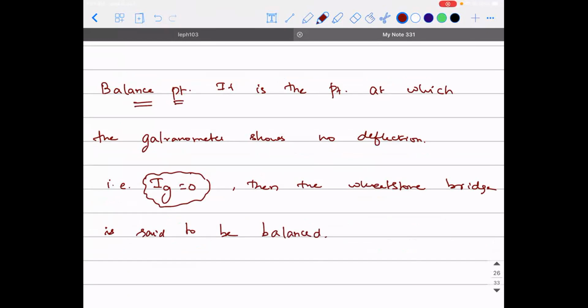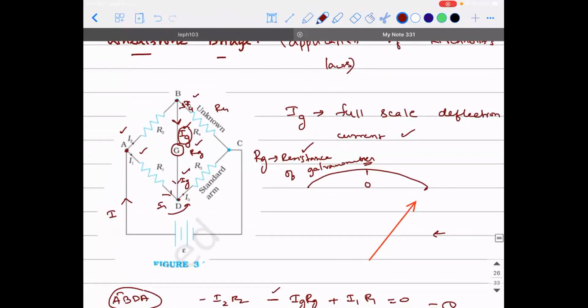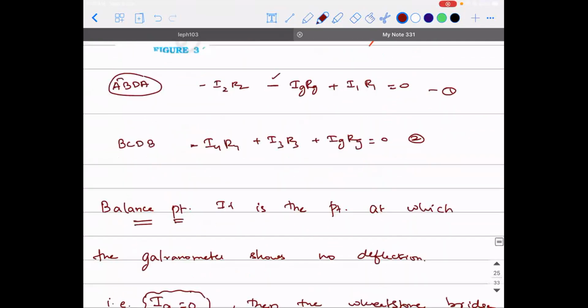Okay. That is what I'm trying to say: the values of I2, I1 and everything will get split in such a way that at this point, IG will be equal to 0. That is possible only under one scenario, by adjusting the values of I1 and I2 in such a way that IG is going to be equal to 0.